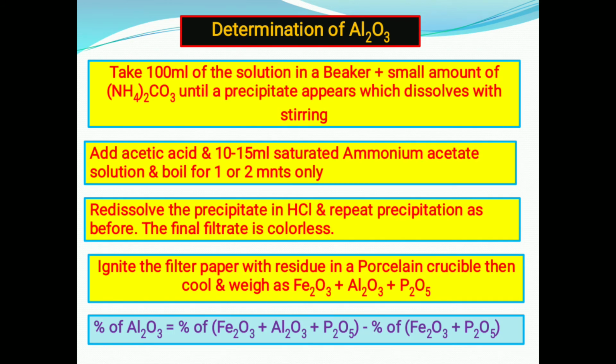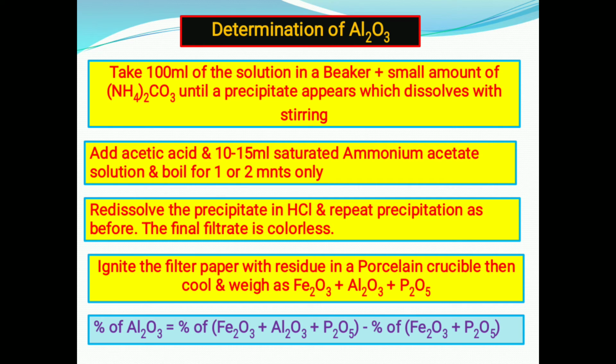Next, determination of alumina. Just take 100 ml of the solution in a beaker, then add small amounts of ammonium carbonate until it forms the precipitate. After that add acetic acid and 10 to 15 ml saturated ammonium acetate solution and boil it for 1 or 2 minutes. Because of the impurities, the filtrate will not be colorless. So it indicates it contains some impurities in it.